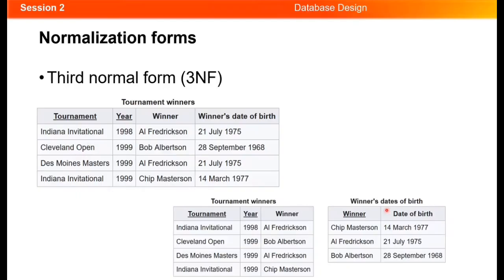So if you take a look down here, we can see we've decomposed this large table into, in this case, 2 tables, and we're able to independently, just by knowing the winner, get their date of birth. And we can see here the tournament now is listing the year and the winner. So this way we don't have to know the winner and the tournament in which they were in order to get date of birth. So this is the third normal form.